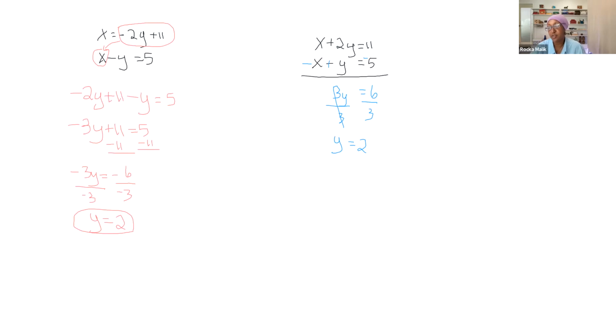Okay. I'll do another one. And like I said, they would like for you to have this option available when you already have one of the variables by itself on one side. Questions so far?